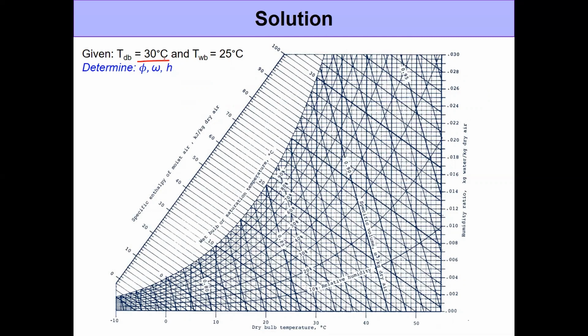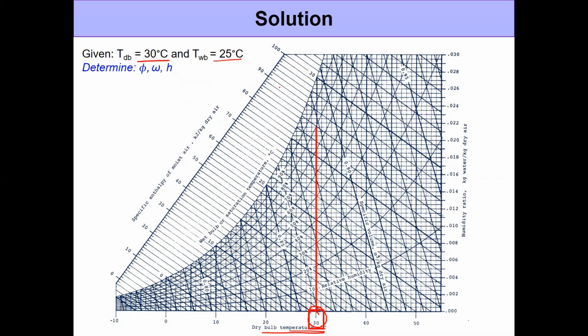Locate a point that has a dry bulb temperature of 30 degrees Celsius and a wet bulb temperature of 25 degrees Celsius. So when we talk about the dry bulb temperature, we're going to look at this axis right here, and we're looking at a dry bulb temperature of 30 degrees Celsius. So that's right away here. Okay. So you draw a straight vertical line along this path.